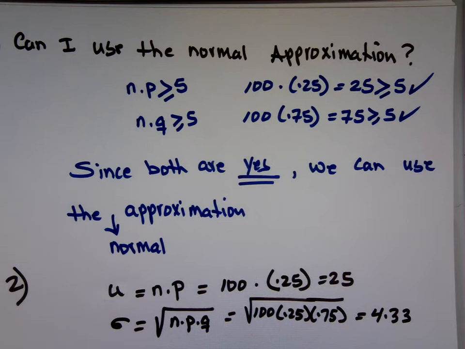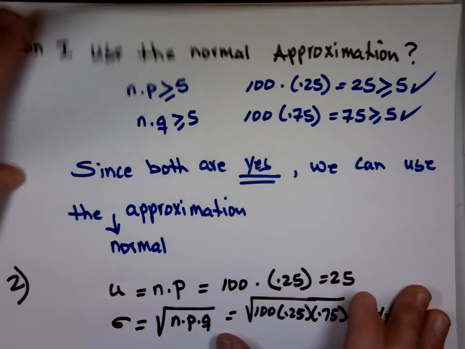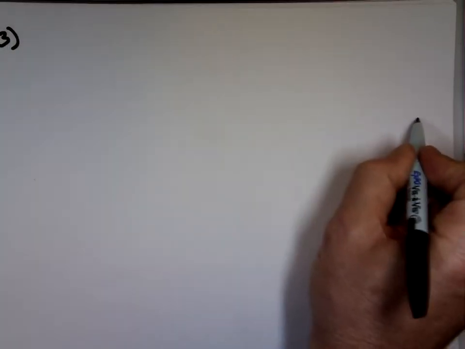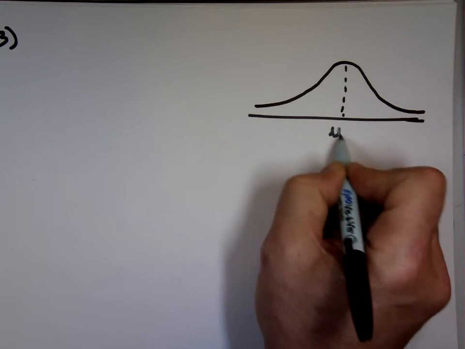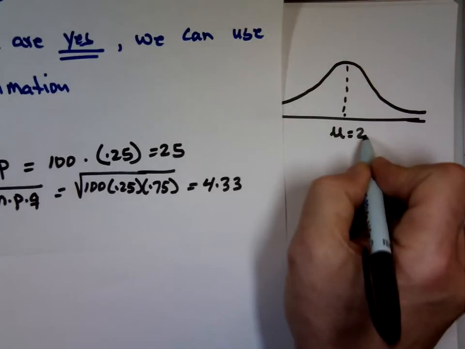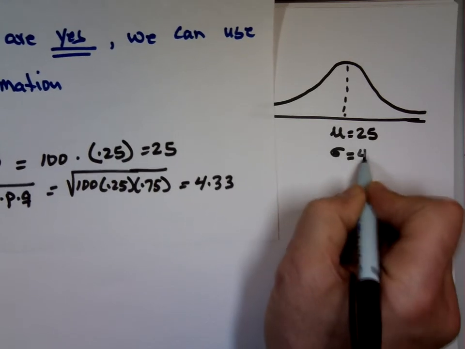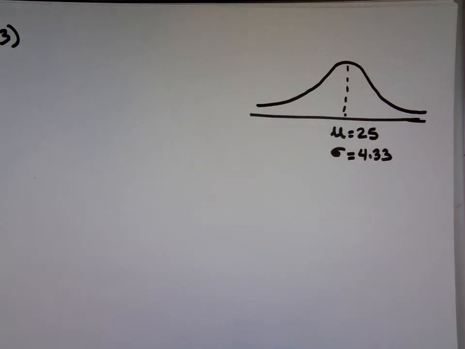Step number 3, we're going to treat the problem now as a normal distribution, because we're using the approximation. And what is the mean for that? The mean is what we calculated in step number 2, which is 25, and the standard deviation I'm going to be using is 4.33. And we wanted the probability of somebody passing that test. We define passing to be 60. So 60 is somewhere here.